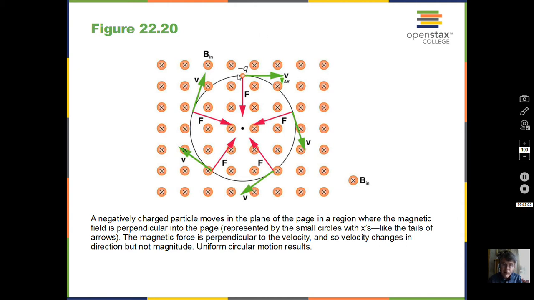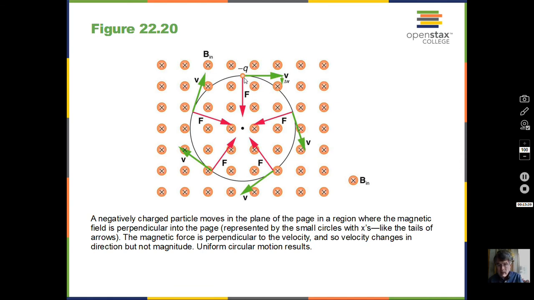Well, there's a modification of the right-hand rule. If the charge is negative, you have to reverse the direction your thumb points by 180 degrees. So fingers off to the right in the direction of the velocity for this situation at the top of the circle. Off to the right.